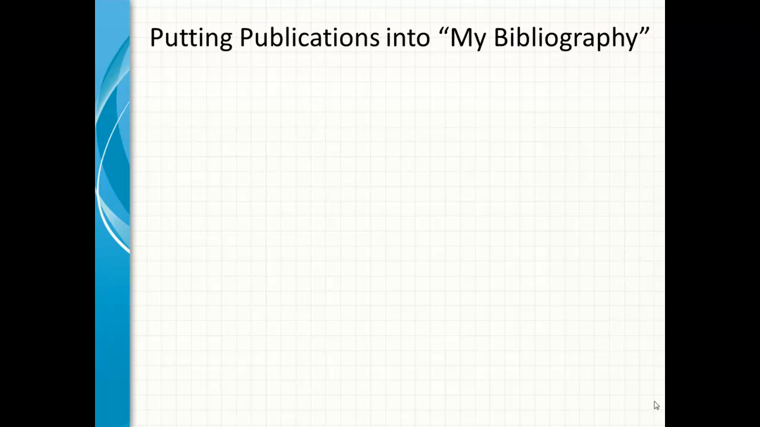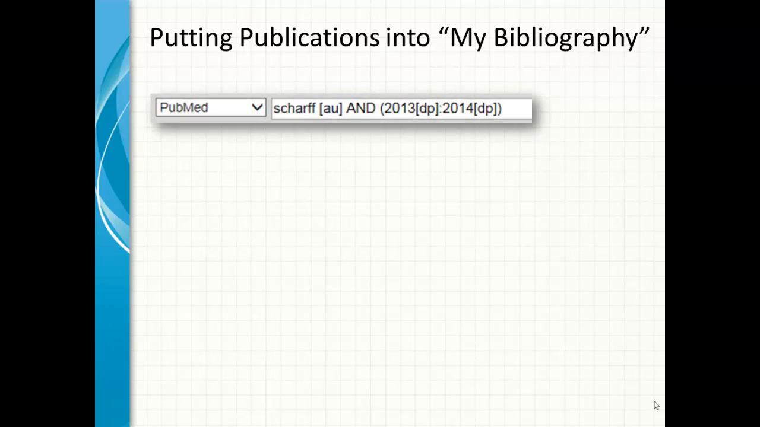To search for an author, just enter the author's last name. For example, SCHARFF, or SCHARFF, open bracket, AU, denoting author, close bracket. You can add a date or date range by using the word AND in all capitals with a space on either side. Follow that by the open parenthesis. Put the beginning date or year, and then in brackets, DP for date published, then a close bracket.